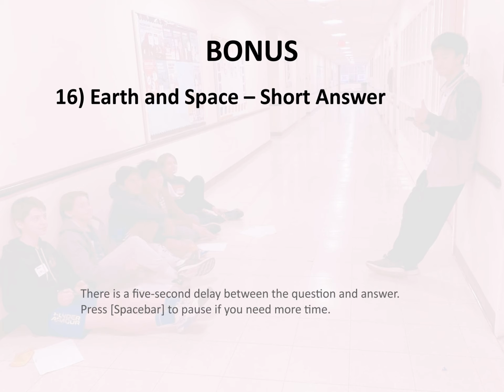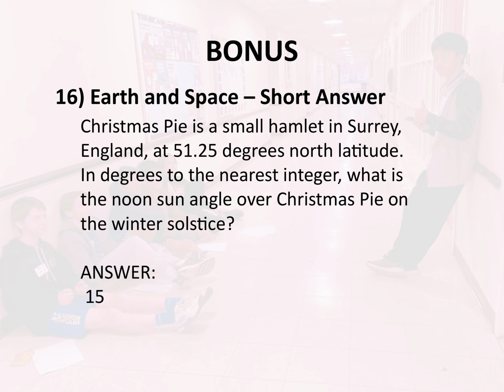Bonus 16. Earth and space, short answer. Christmas Pie is a small hamlet in Surrey, England, at 51.25 degrees north latitude. In degrees to the nearest integer, what is the noon sun angle over Christmas Pie on the winter solstice? Answer: 15.